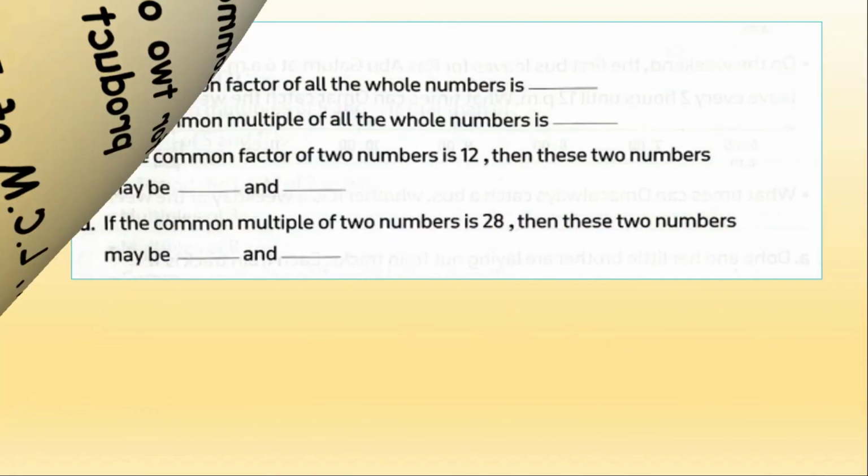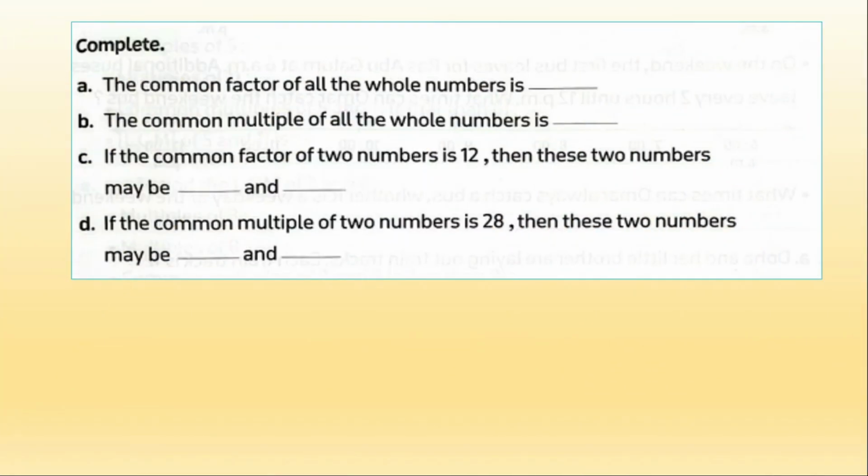Okay, now let's complete solving the exercise. The first one: the common factor of all whole numbers is 1. And then the common multiple of all whole numbers is, as we said, 0.